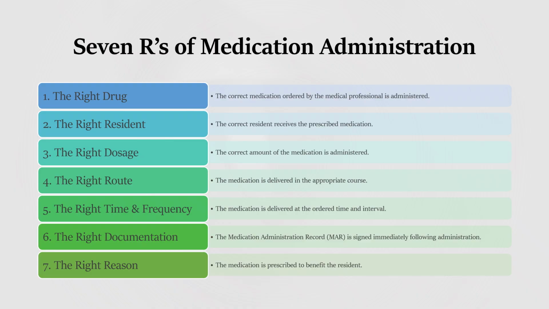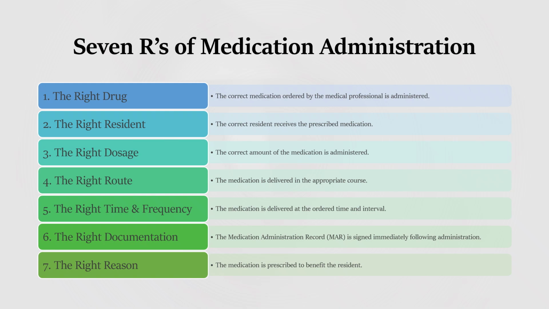Ensure the correct medication ordered by the medical professional is administered. Number 2. The right resident. Ensure the correct resident receives the prescribed medication. Number 3. The right dosage. The correct amount of the medication is administered. Number 4. The right route. The medication is delivered in the appropriate route.